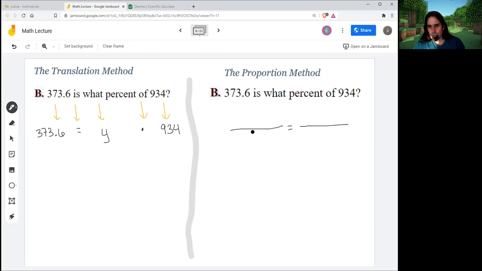The percent, I don't know. What percent? The thing after "of" is 934. The thing I haven't used yet, 373.6. And that one's set up too. Okay, you finish this whichever way you want, and then I'll check in a moment.